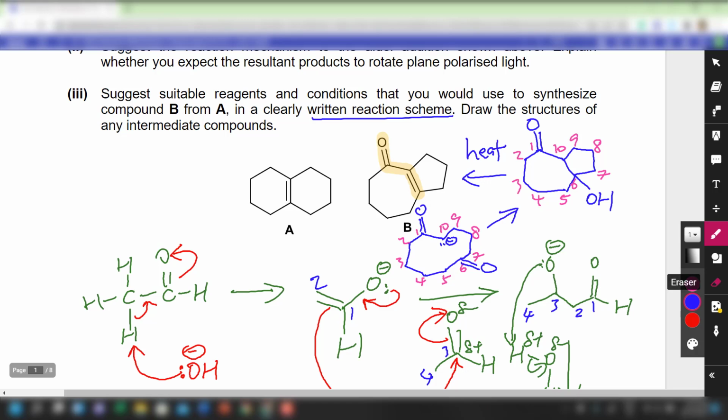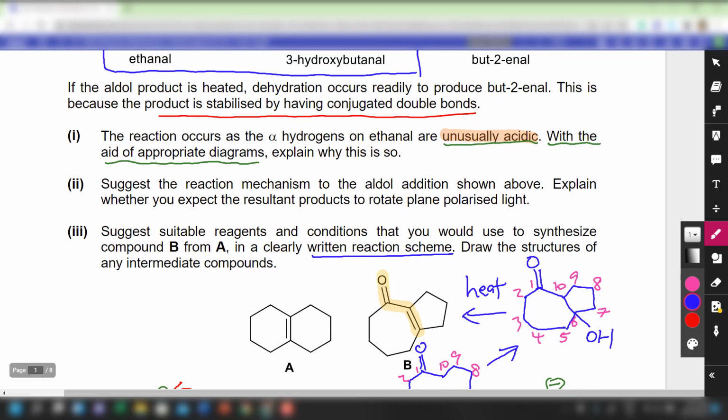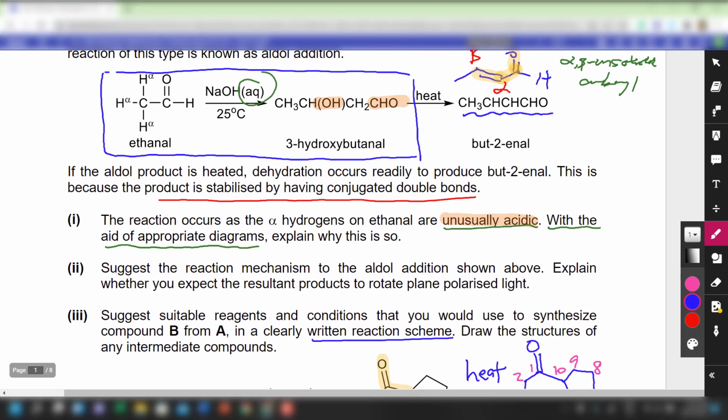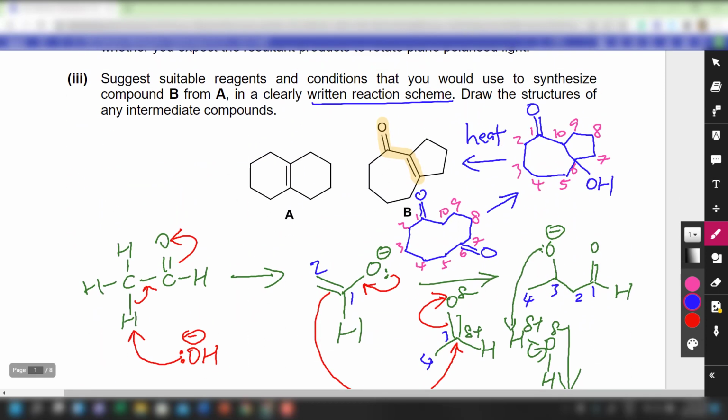So if I put the negative charge there, then you know that the precursor obviously can't have the negative charge, because this is a reactive intermediate. So based on what I have earlier on, the reagents is simply sodium hydroxide aqueous at room temperature. So I'm just going to put sodium hydroxide aqueous at room temperature, which is 25 degrees Celsius.